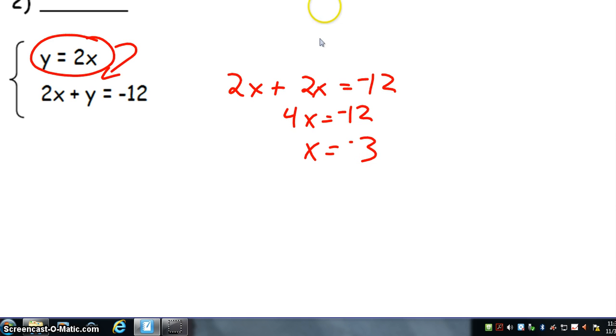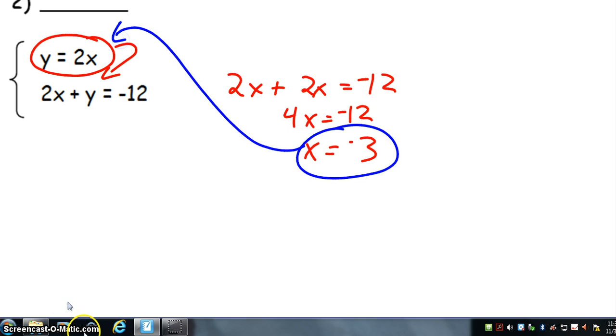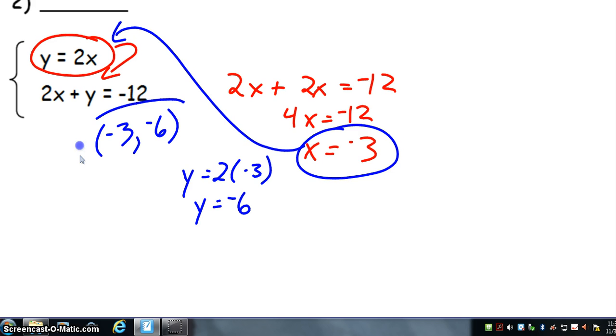Take that x and you plug it right into this equation here. This becomes y equals 2 times negative 3. So y equals negative 6. So final answer is negative 3, negative 6. Again, you can check it by plugging it back in for both equations, but it should give you a true statement when it works.